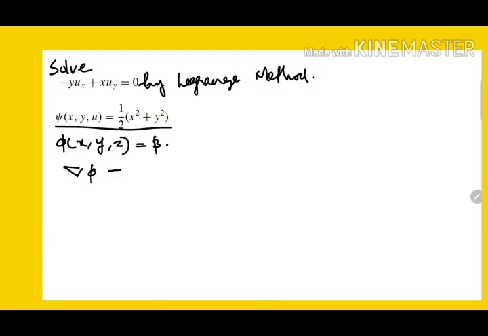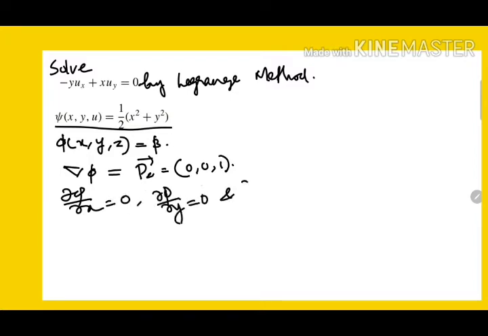For determining phi, we take the relation del phi is equal to the vector p2, where p2 is the vector (0, 0, 1). That means dou phi by dou x is equal to 0, dou phi by dou y equal to 0, and dou phi by dou u is equal to 1. Let this be equation number 1 and this be equation number 2.